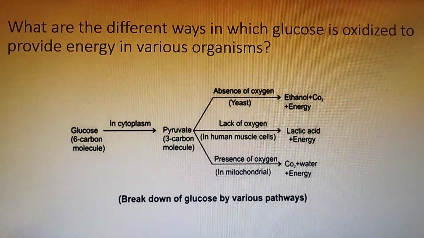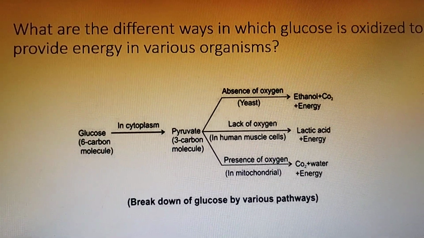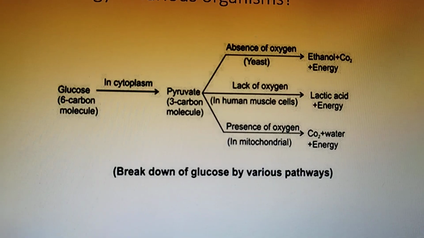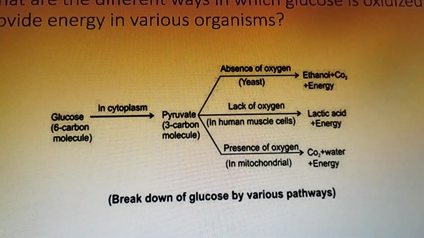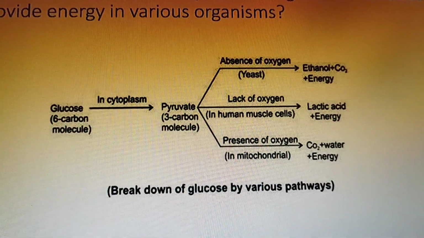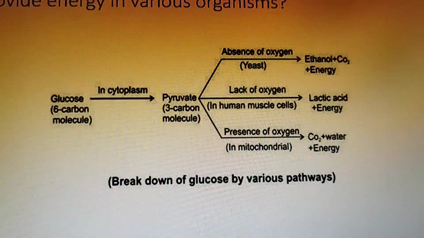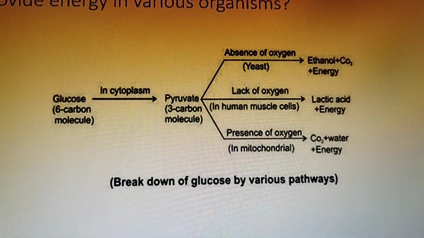One is our normal aerobic respiration. Aerobic means respiration in the presence of oxygen. Whether respiration is aerobic or anaerobic, glucose should first be converted to an intermediate product called pyruvic acid or pyruvate. This process goes on inside the cytoplasm.